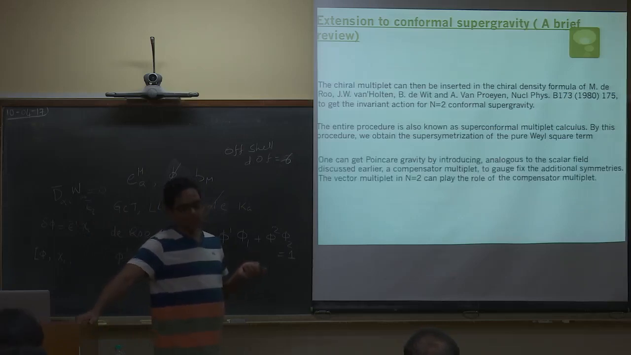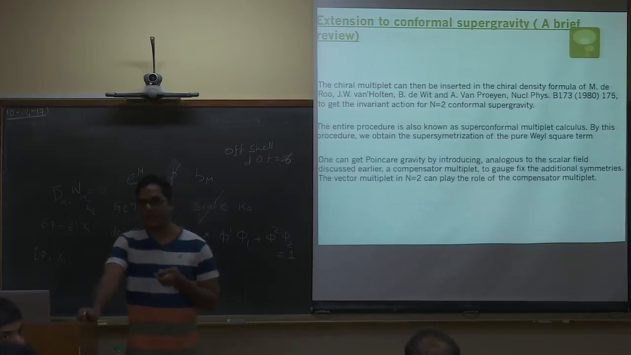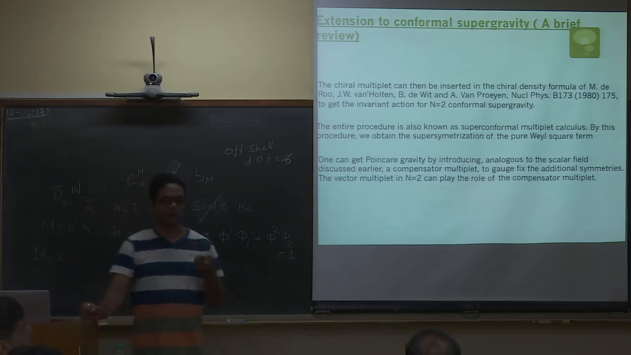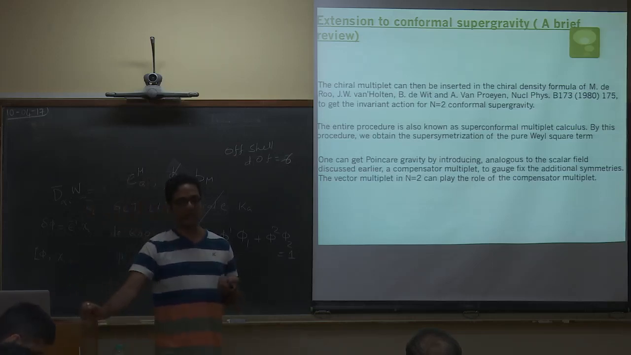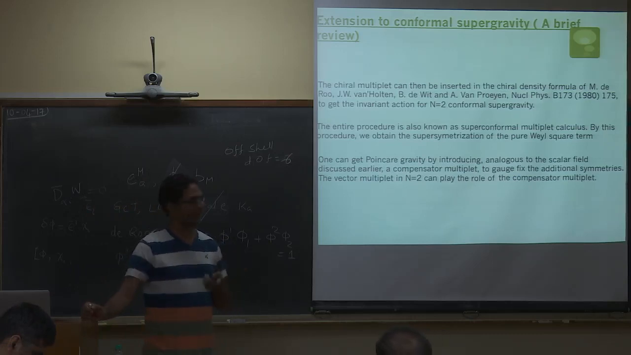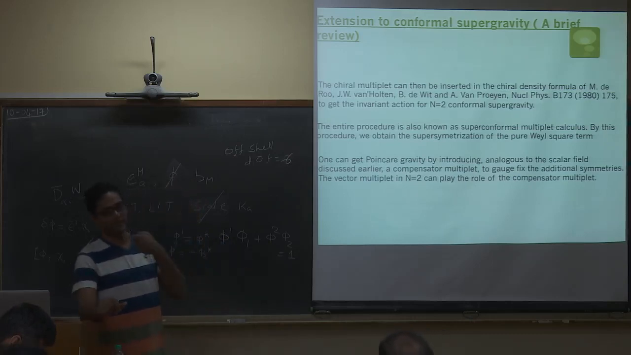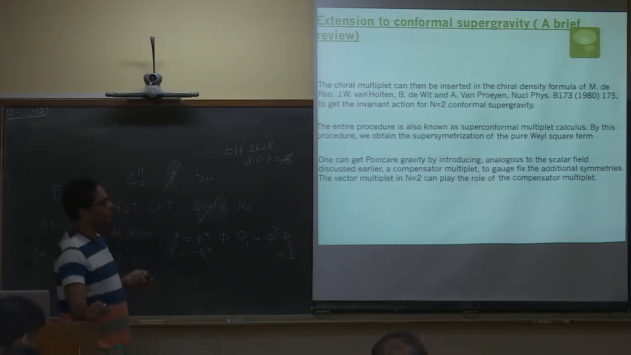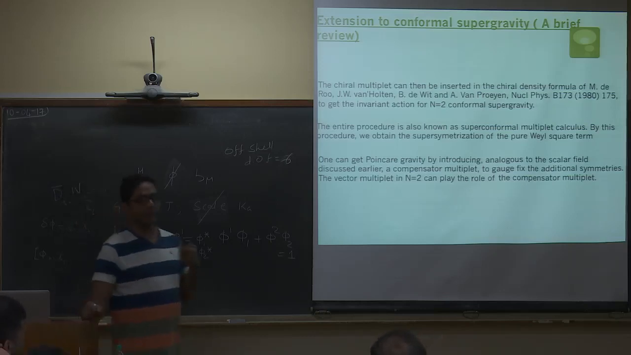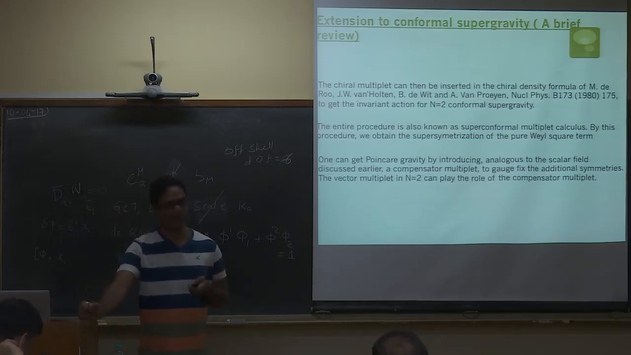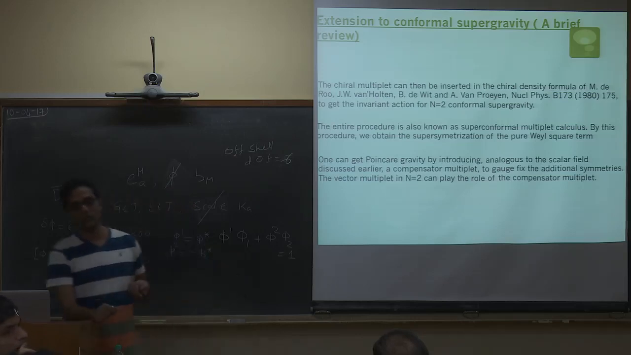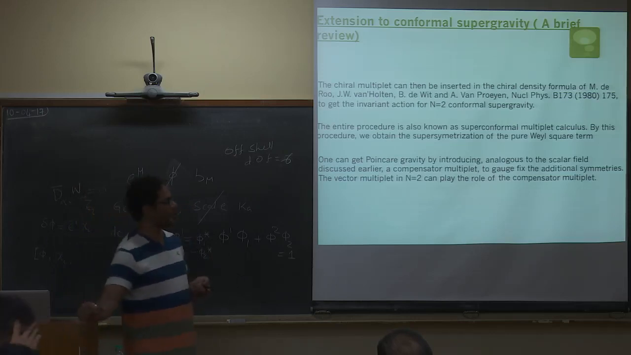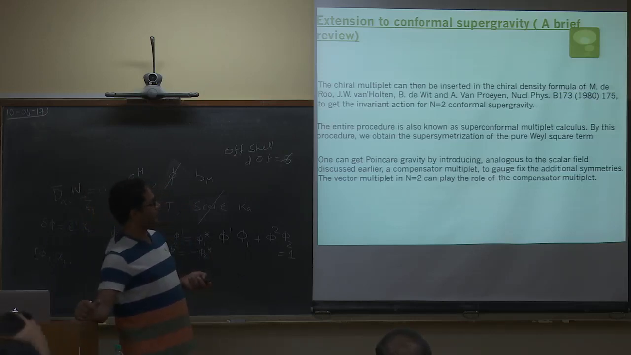But in order to get Poincare gravity, you need to introduce something analogous to the scalar field that we introduced in the bosonic case. There we introduced a scalar field which needed to compensate for the loss of scale invariance. So here also you need to introduce a compensator multiplet to gauge fix the additional symmetries. The vector multiplet, for example, in N equal to 2 plays the role of compensator multiplet. So it is the analog of the scalar field that I introduced earlier.